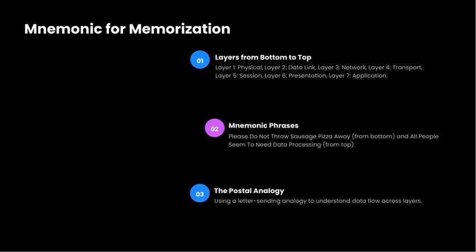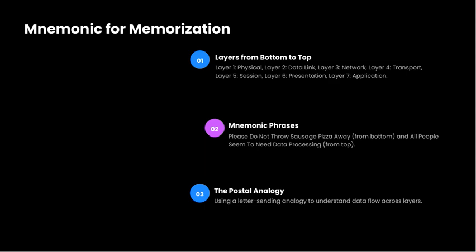Now let's take a look at a handy way to remember the order of the OSI layers. This is where the mnemonic comes into play. We arrange the layers from bottom to top, starting with physical, then data link, network, transport, session, presentation, and finally application. To help us memorize this sequence, we use the phrase, "Please do not throw sausage pizza away from the bottom, and all people seem to need data processing from the top."